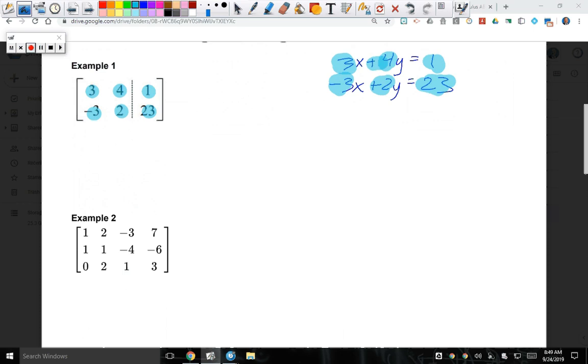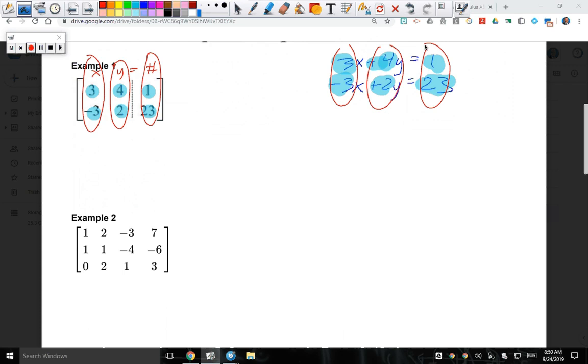Okay? But he understood that they have to be assigned specifically in some kind of organized fashion. So all of these are our x's. All of these perfectly in a column are our y's, and all of these are the constants, or the numbers that they're equal to. So there is an organization for sure.